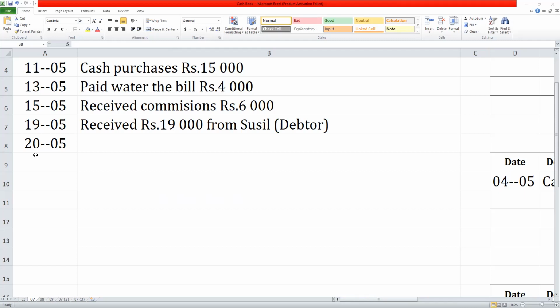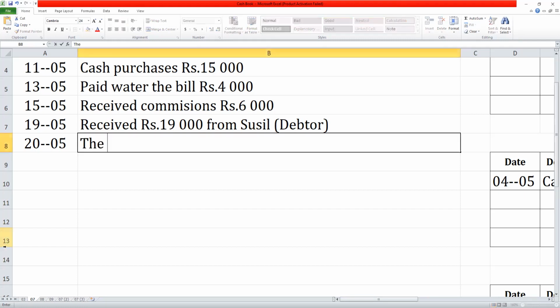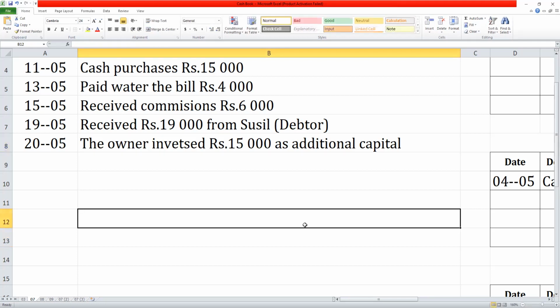Right, that is a nice answer. See how nicely it is described. The transaction is described like this: the owner invested rupees 15,000 as additional capital, or you can say as capital, even that is fine. Right, good.